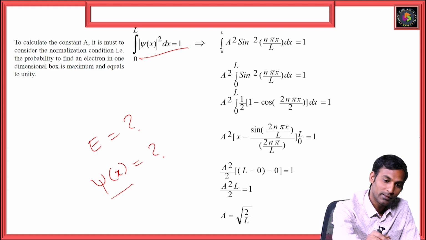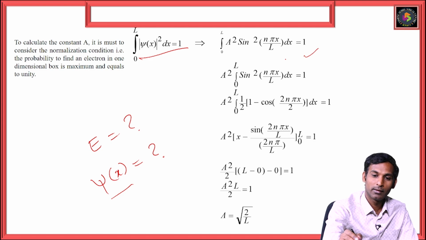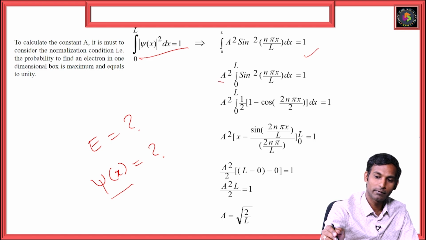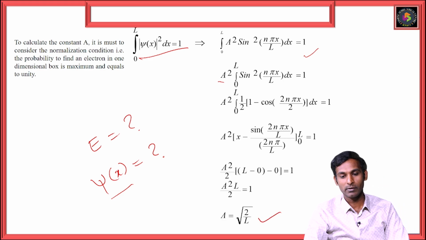What is our length? 0 to L. Apply the limits, substitute the value here. Psi squared is equal to A squared sin squared n pi x by L. Take A squared as common. This is the constant. Integrate this equation, applying the mathematical notation. See here step by step. Finally, we will get A is equal to root 2 by L. This is completely for the integration equation.